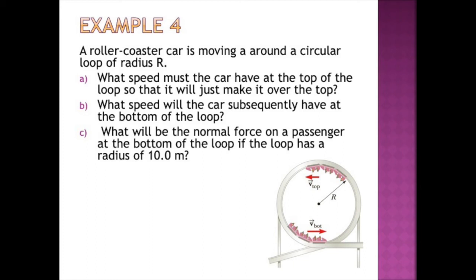And so a roller coaster is moving with a radius of r. What speed must it have so that it just makes it over the top? That's important language. What speed will the car subsequently have at the bottom? And then what is the normal force on the passenger at the bottom of the loop if the loop has a radius of 10 meters?